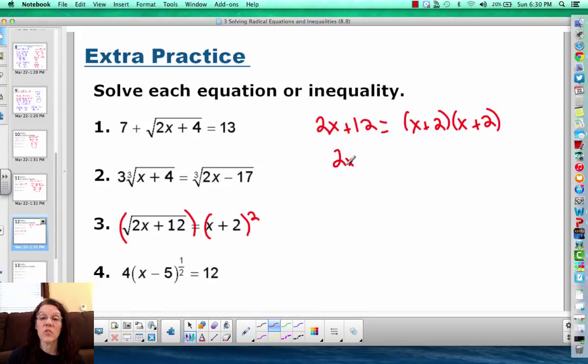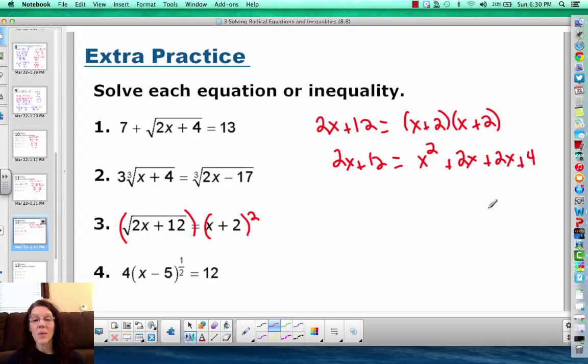2x plus 12 doesn't change, but I've got to FOIL this side out. X times x is x squared. X times 2 is 2x. 2 times x is 2x, and 2 times 2 is 4. Guess what? We're going to have to factor. Told you it wouldn't go away. So we're going to move this 2x over to this side, and we're going to move this 12 over to this side.